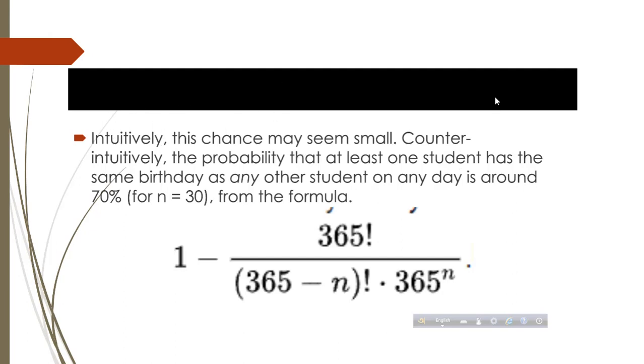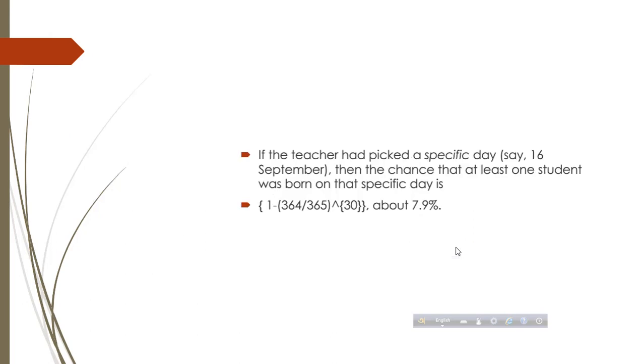Counterintuitively, the probability that at least one student has the same birthday as any other student is around 70% for n equal to 30. The formula is 1 minus 365 factorial over (365 minus n) factorial times 365 to the power n. If the teacher had picked a specific day, say 16 September, then the chance that at least one student was born on that specific day is 1 minus (364/365) to the power 30, about 7.9% only.